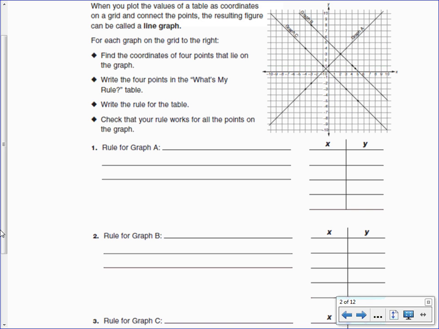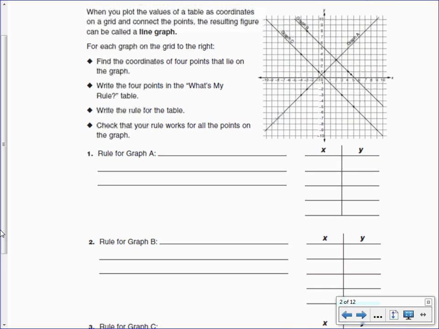So graph A is this one. It's just the red one. Okay, this is graph A. Do you see some of the little dots on graph A? What are some of those points? Let's start down here. What is this point? Remember, X is always this one.